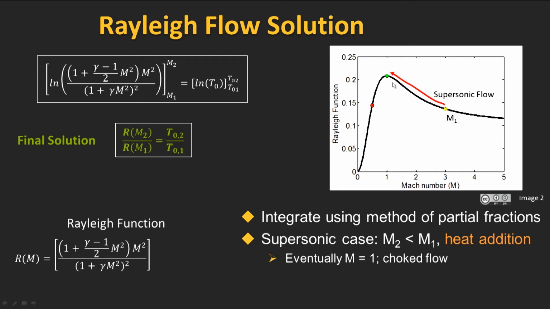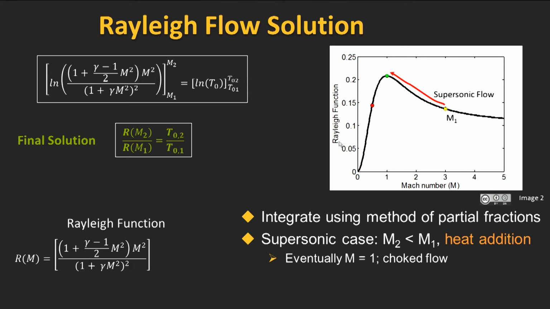In other words, when you add heat to the supersonic flow, you'll find that M2 will need to be less than M1 so that the ratio of the Rayleigh function can be greater than 1. And of course, as you start adding more and more heat and the flow goes more downstream, we'll find that eventually the flow will have to choke and reach Mach number equals 1, which is the highest value for the Rayleigh function.